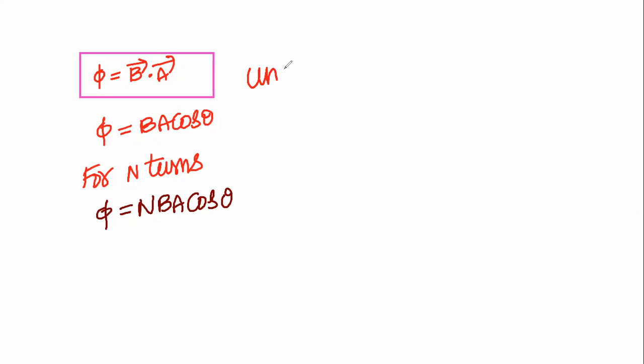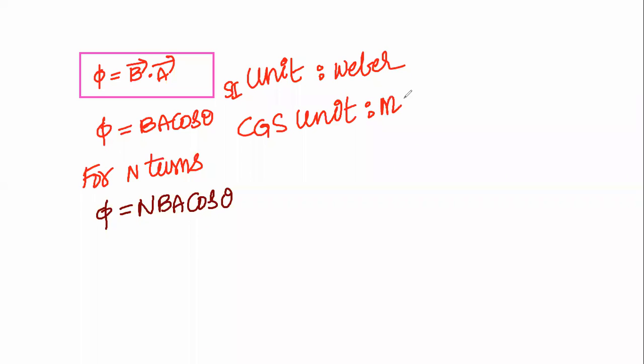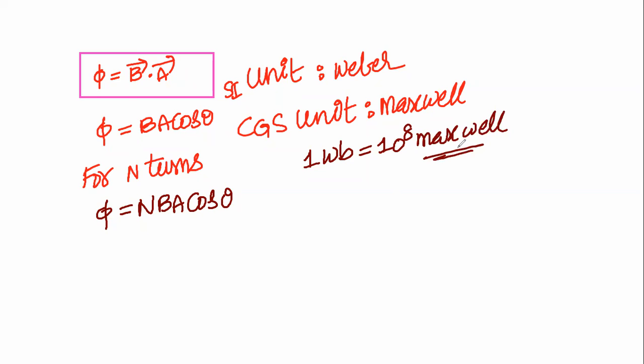Fine. So the SI unit of magnetic flux is Weber. Then the CGS unit is Maxwell. So 1 Weber is equal to 10 power 8 Maxwell.